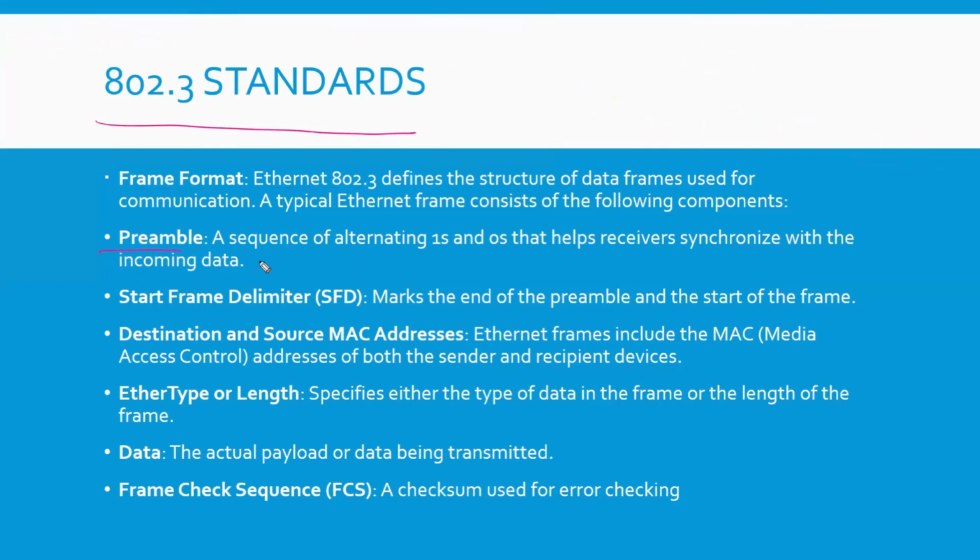Then we have the preamble. The preamble is a sequence of alternating 1s and 0s that helps the receiver synchronize. We will talk about it in more detail in the upcoming topics. But the preamble means, when a switch and a PC are connected here, whenever they are sending traffic here, right?